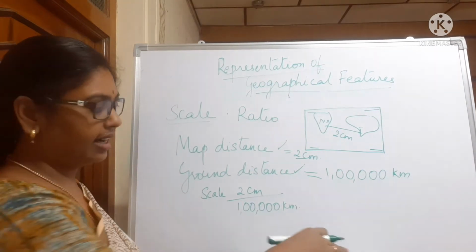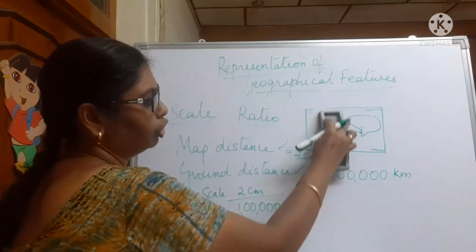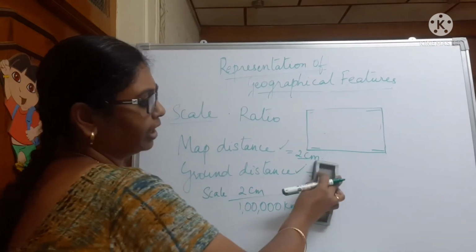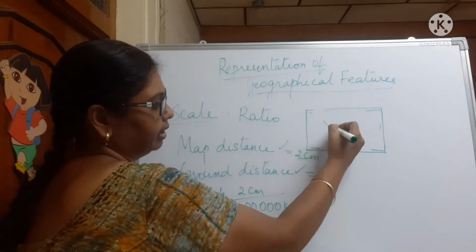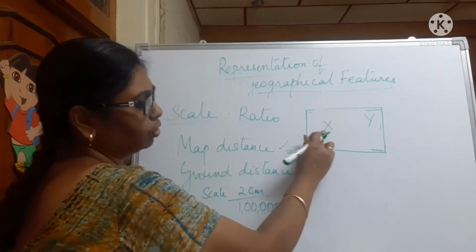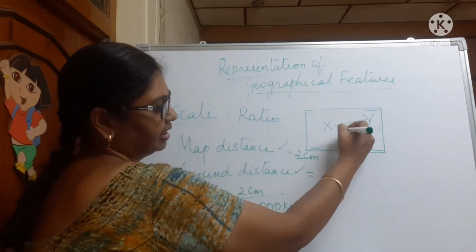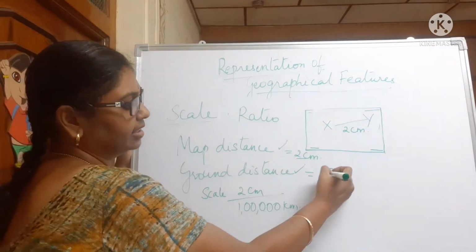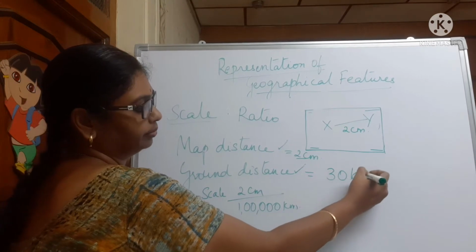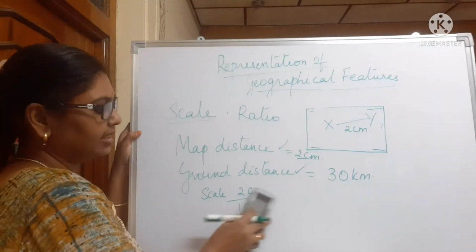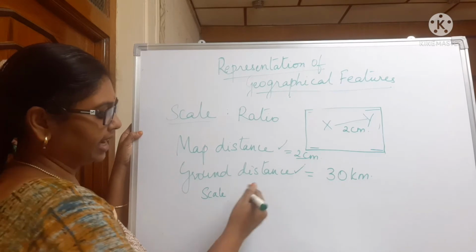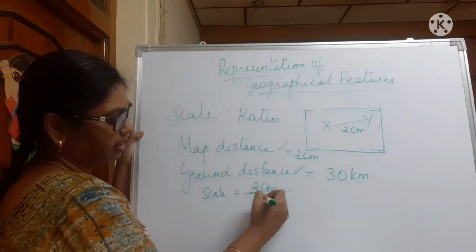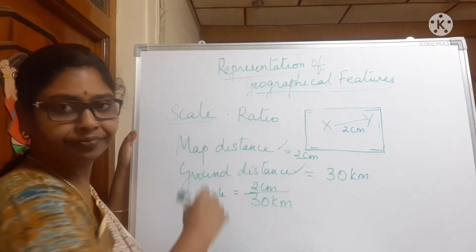For easy understanding, let us take two places which have very small distances. Let us take Guntur and Vijayawada. Take for example, X is Guntur and Y is Vijayawada. The same 2 centimeters I am taking. The ground distance is only 30 kilometers. Now the scale will be 2 centimeters by 30 kilometers.